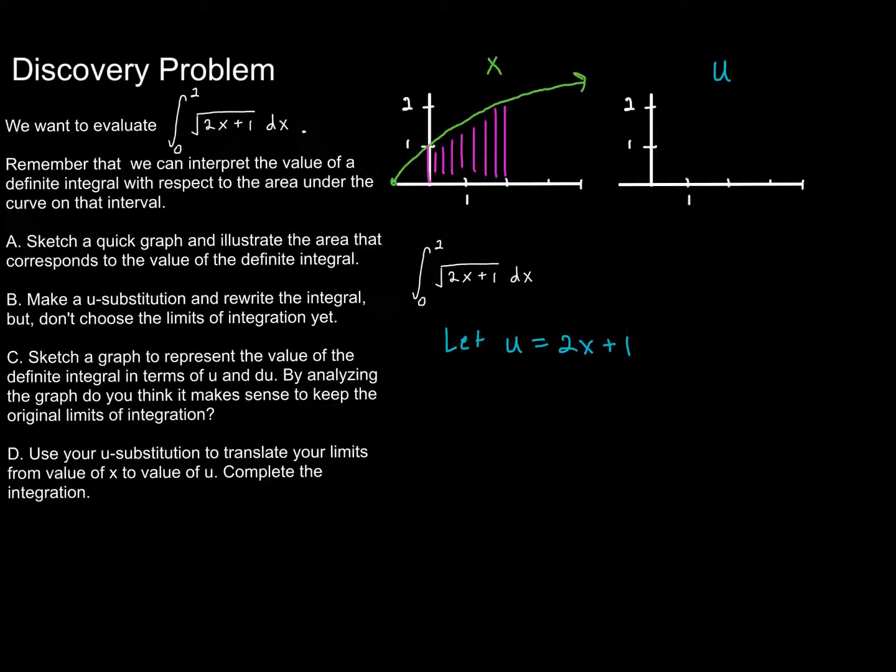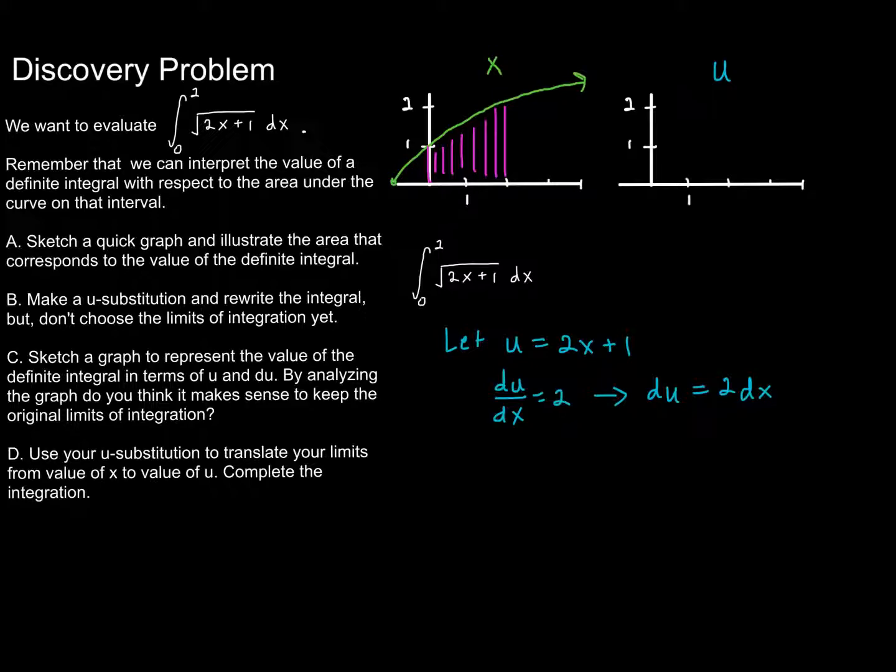So I want to make u 2x plus 1. Remember, if I have a composite function, we always want to try using the innermost part. And I know this is going to work because the derivative of this is just going to be 2, and so I can handle a constant, and I'm going to be able to rewrite du in terms of dx nicely. So I'll go ahead and do that now. And once I have du dx, I can solve for du, and doing so gives me 2 dx.